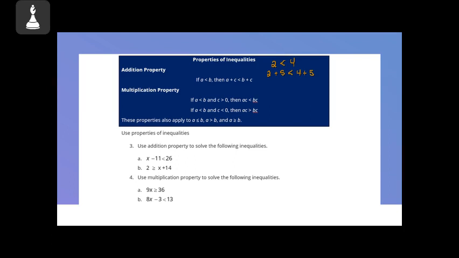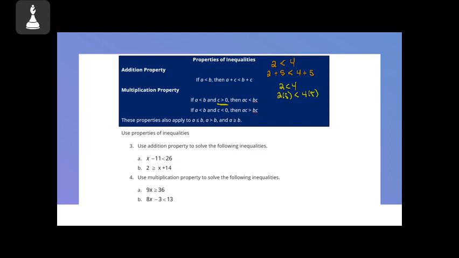Multiplication. We need to be careful with this here. There are 2 pieces to this, and this first one here, so let's think about it here. Let's use that same 2 and 4. 2 is less than 4. If I multiply by a number greater than 0, so let's say we want to multiply by 5. 2 times 5 is still less than 4 times 5. Well, let's check. 2 times 5 is 10. 4 times 5 is 20. Yes, 10 is less than 20.